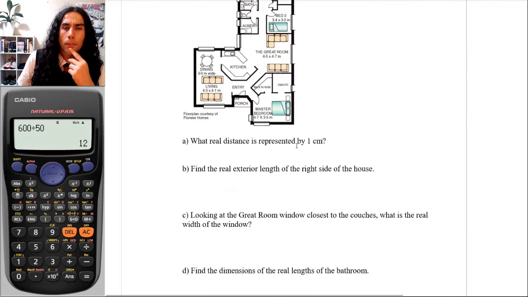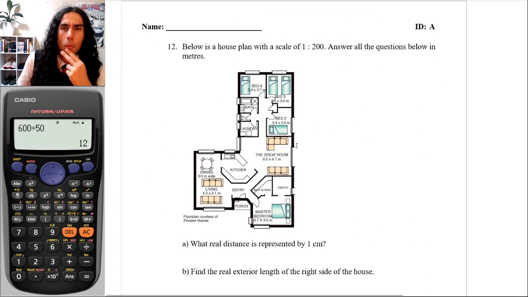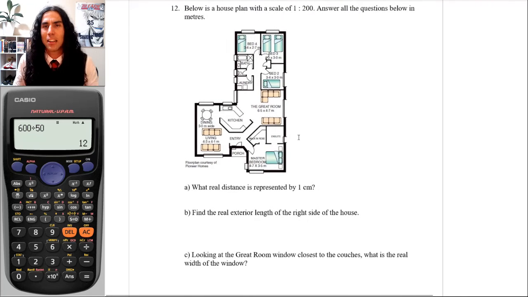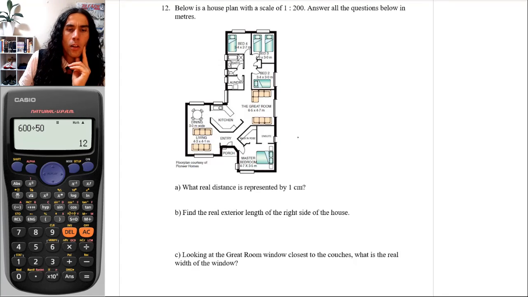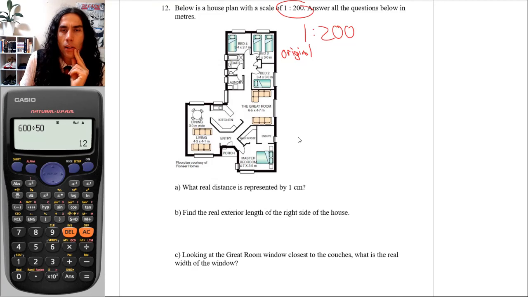Last question. House plan, 1 to 200. Answer the below questions in meters. Have a go. Answers. 1 to 200. So what that means is if you have 1 centimeter, you can have 200 centimeters. But it says to answer in meters, so 2 meters. Real exterior length, all right.